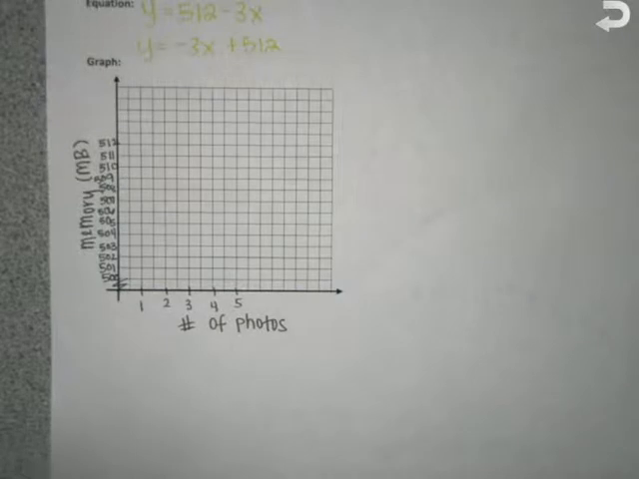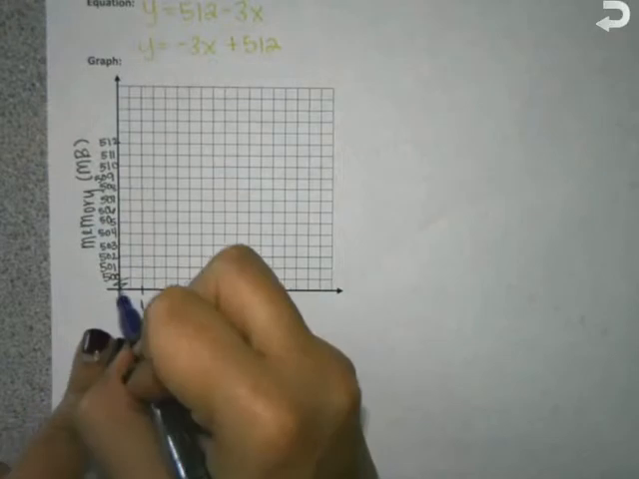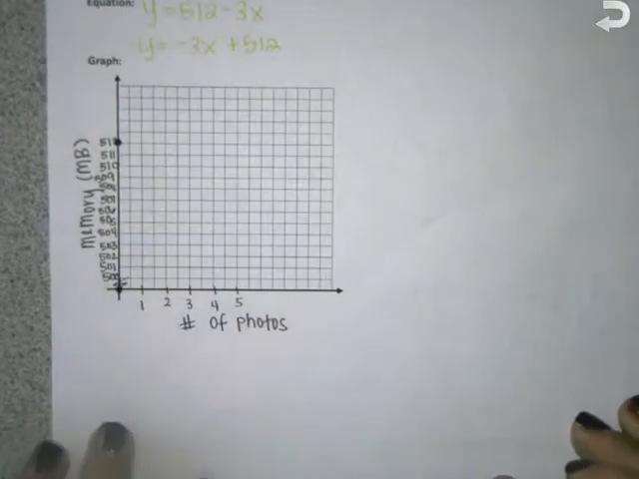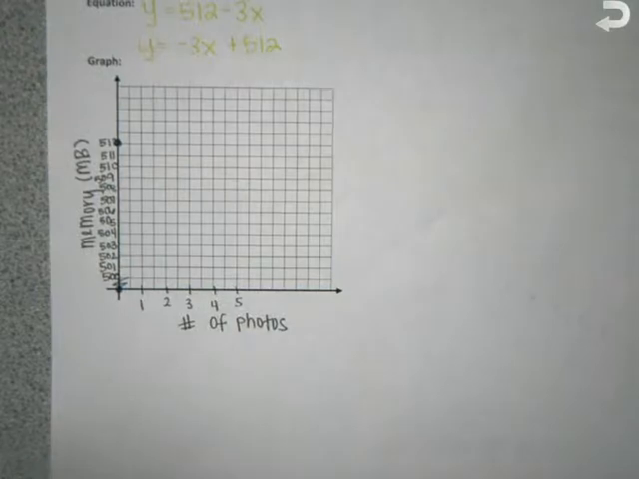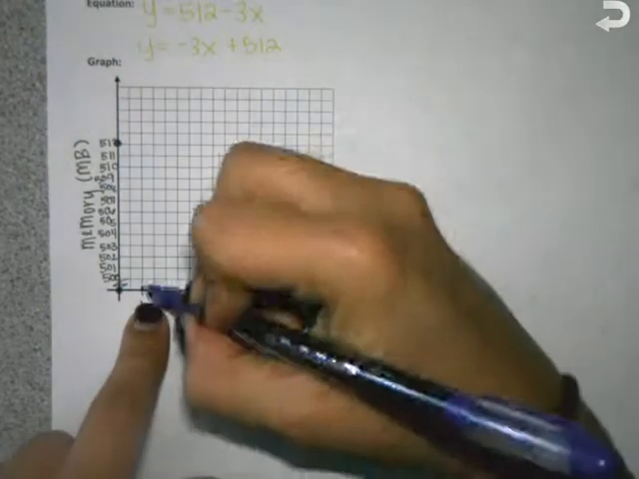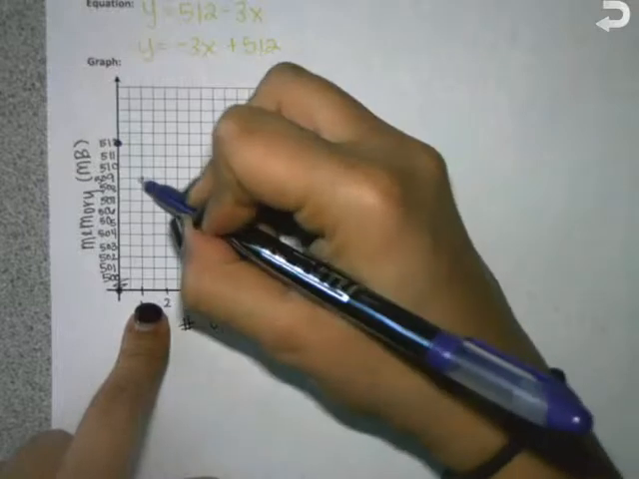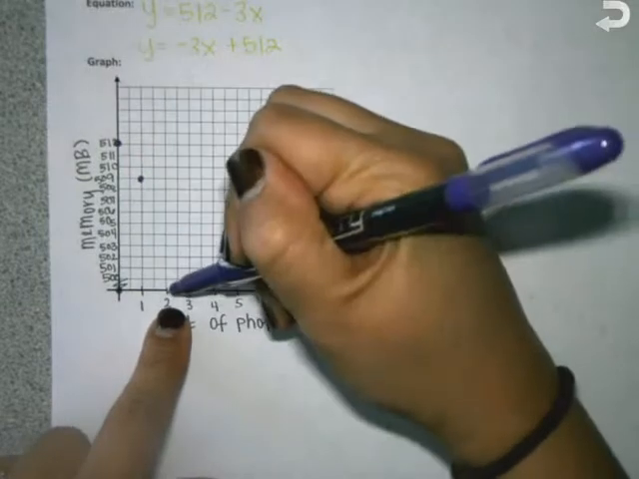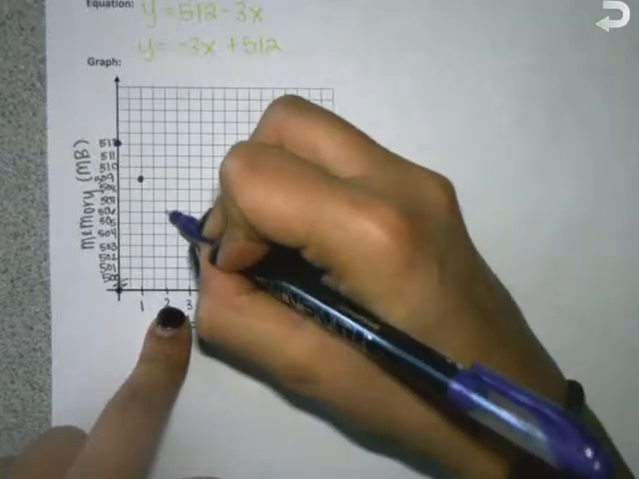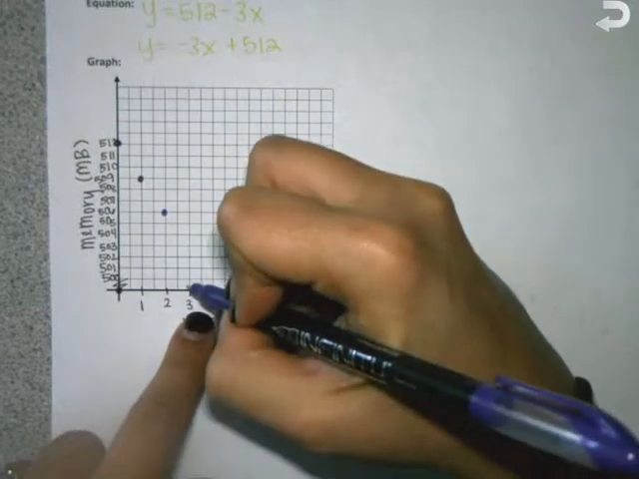Alex, will you say that nice and loud for us? You can't take half a photo. You can't take half a photo, so it has to be discrete, right? Okay, so when we take 0 pictures, we have 512 megabytes on our memory card. When we take 1 picture, how much do we have? 509. When we take 2 pictures, how much do we have? 506. When we take 3 pictures, we have 503.